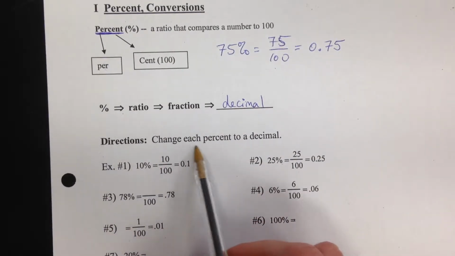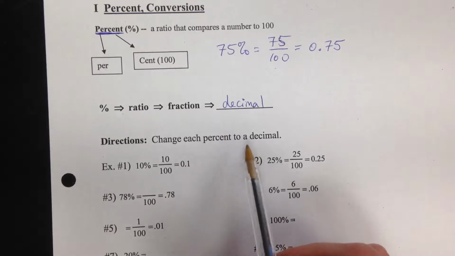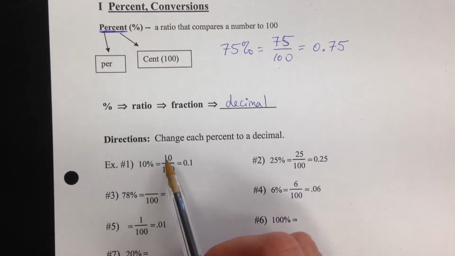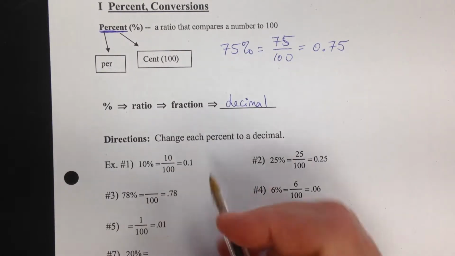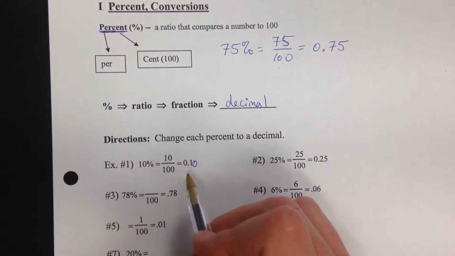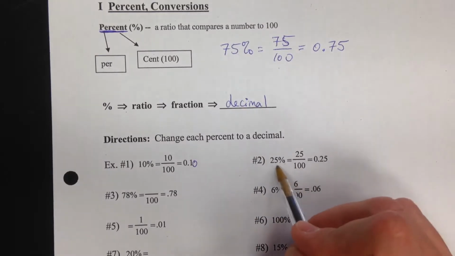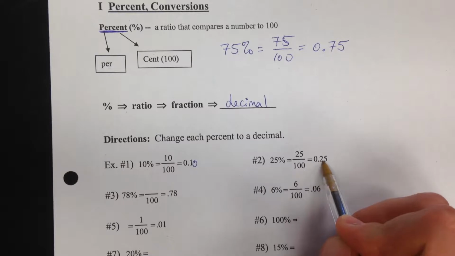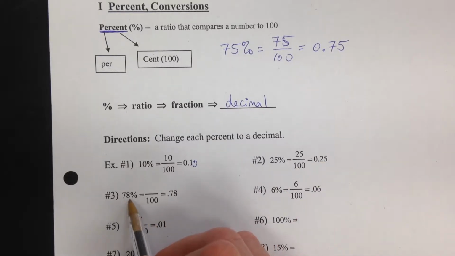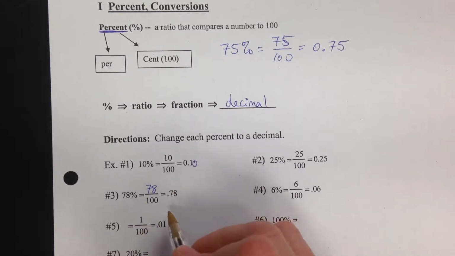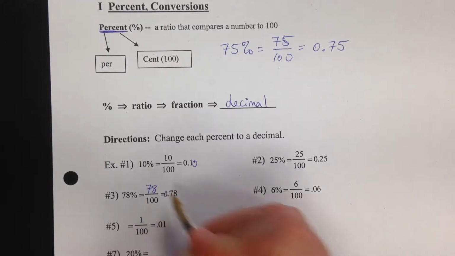So directions, change each percent to a decimal. There are a couple that I've already done for you. 10% means 10 over 100 as a fraction. As a decimal, that's going to be 0.1 or 0.10. We don't put the extra zero on there, we just say 0.1. 25% is 25 over 100, which is 0.25. 78% is, as a fraction, 78 over 100, and that would be 0.78.